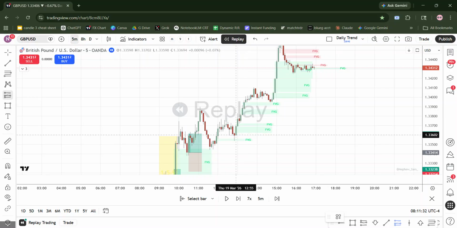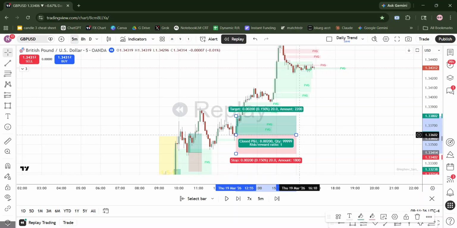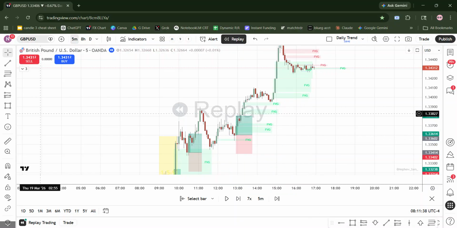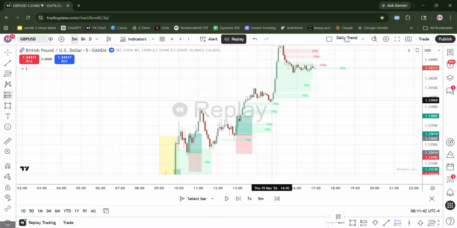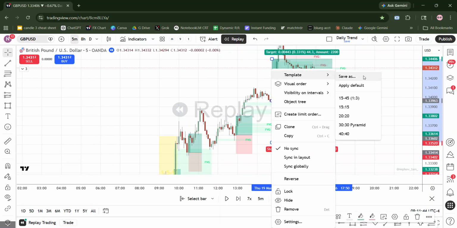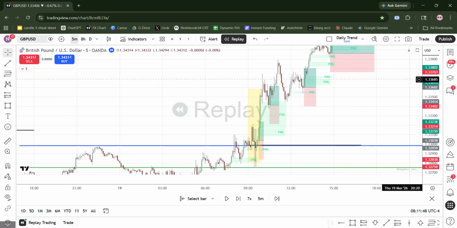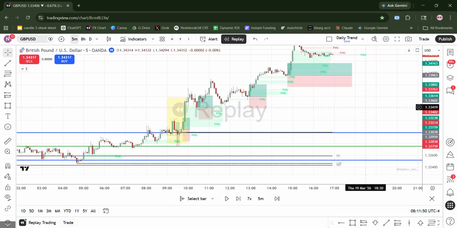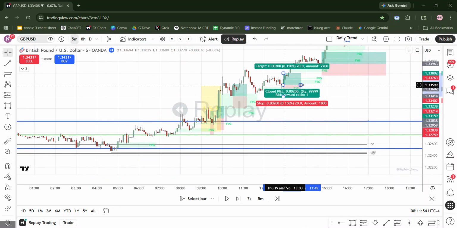Yet another entry possible right here at 12:55, and another entry possible at 2:45 right here. All 1-to-1, 20 pip stop loss, 20 pip take profit. But you should be able to get at least 1 to 2 trades per candle 3. Can you get more? Yeah, I've seen as many as 5.